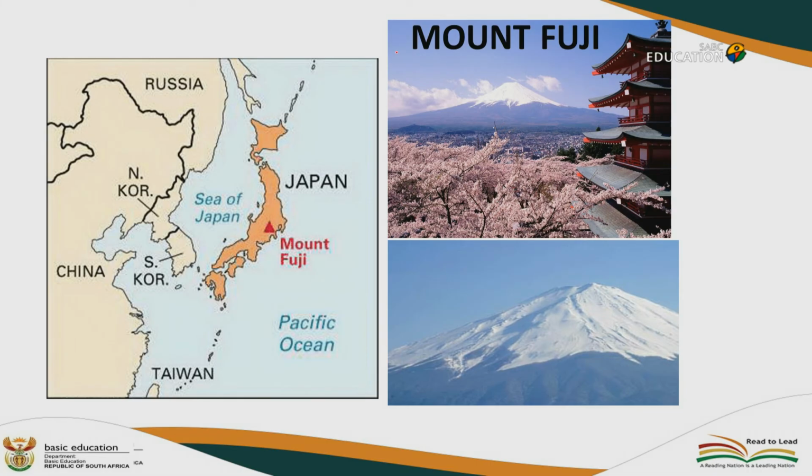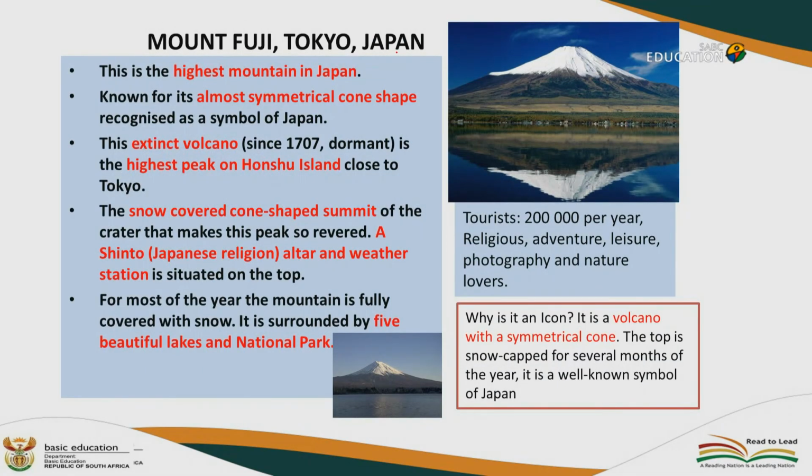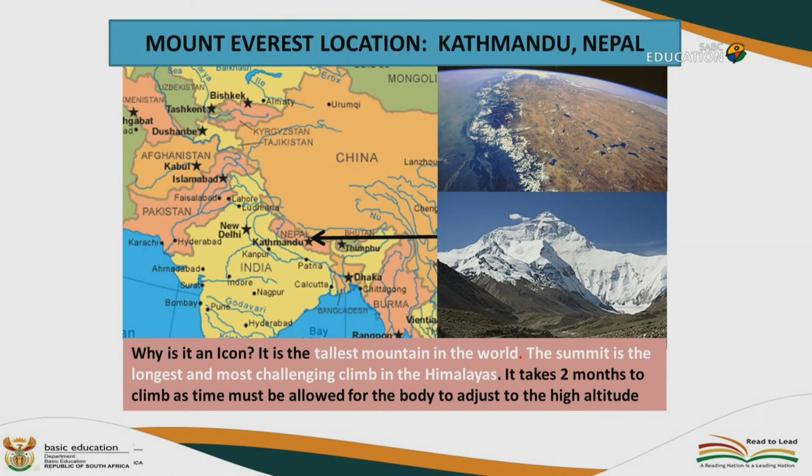Mount Fuji: know where Mount Fuji is, know the activities that you can engage yourself in when you visit Mount Fuji. It is in Tokyo, Japan. This is our map. And then we've got Mount Everest.